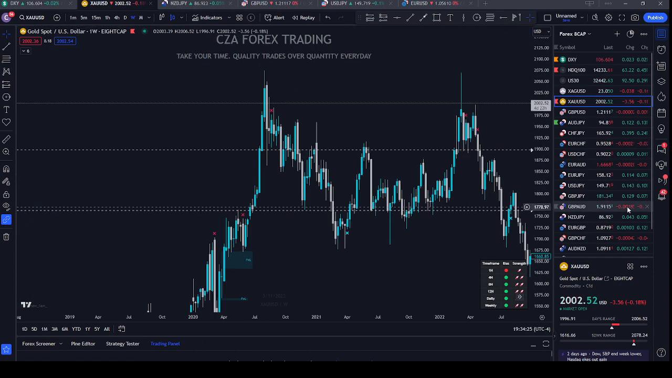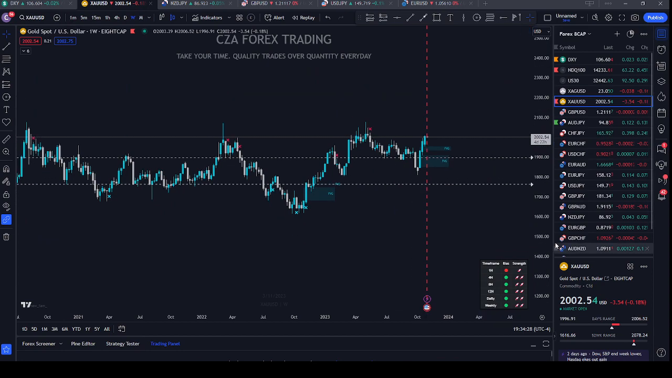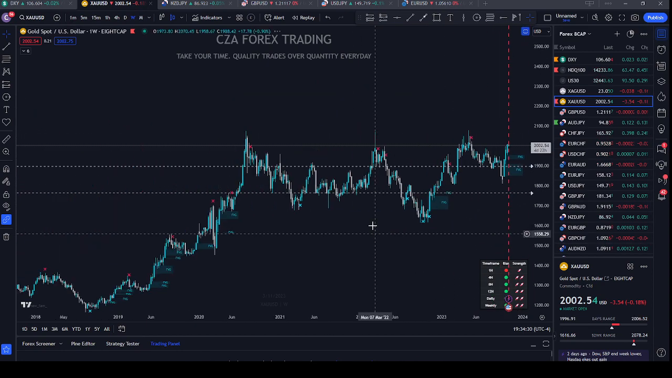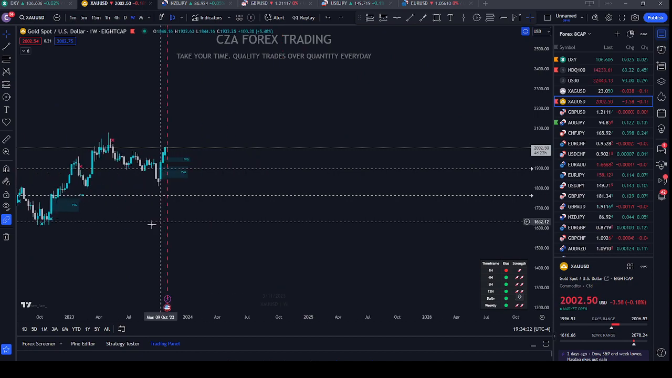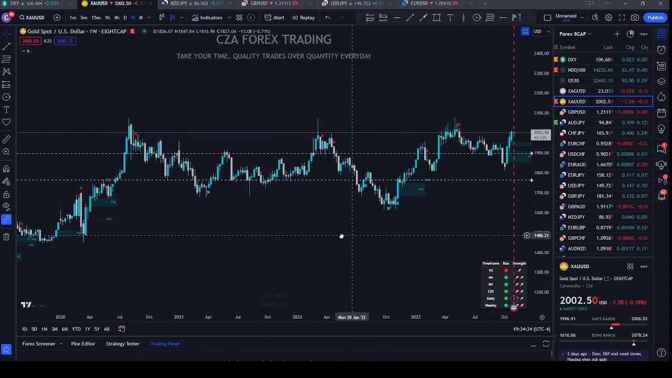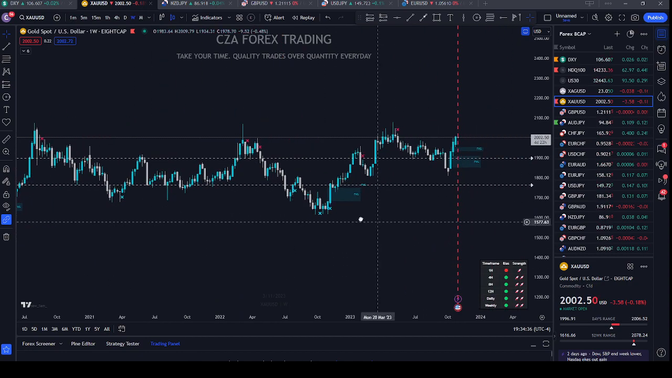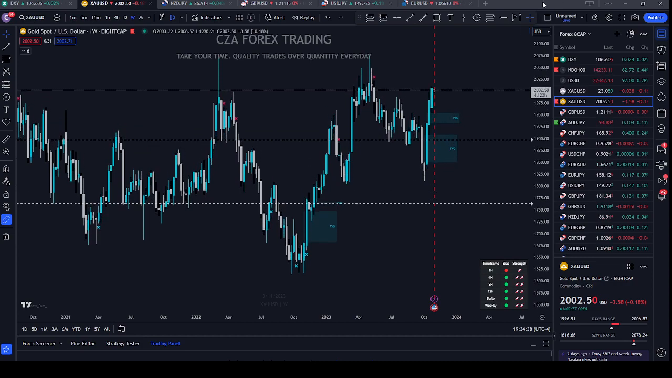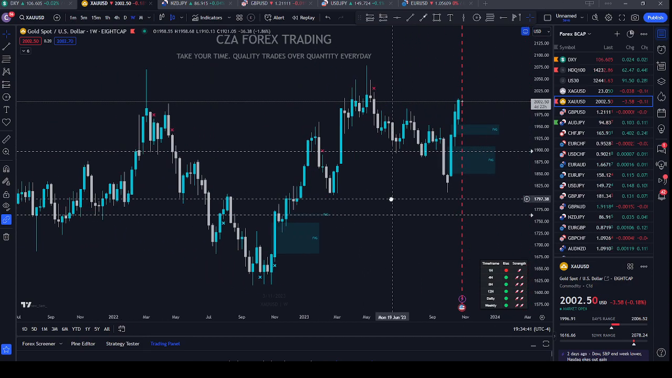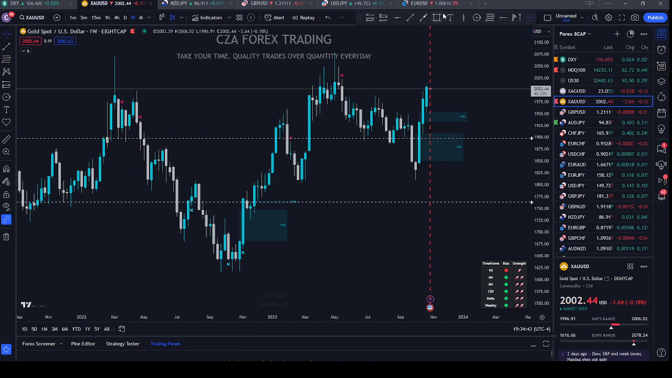So we're kind of ranging on the weekly, but more on the bullish side, which is good. So we do have some strong momentum into the upside. That's great. Right, so we are kind of ranging. That's kind of really good. So let's identify this point of interest right over here. This is a fair value gap on the weekly.